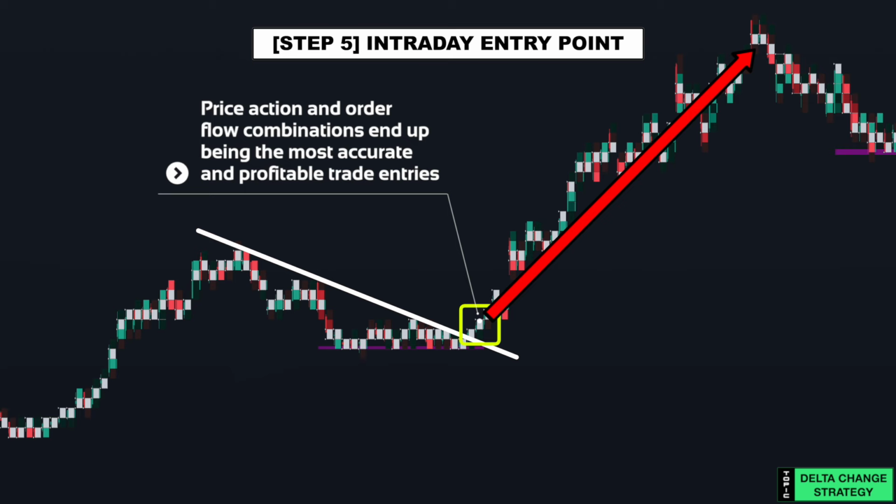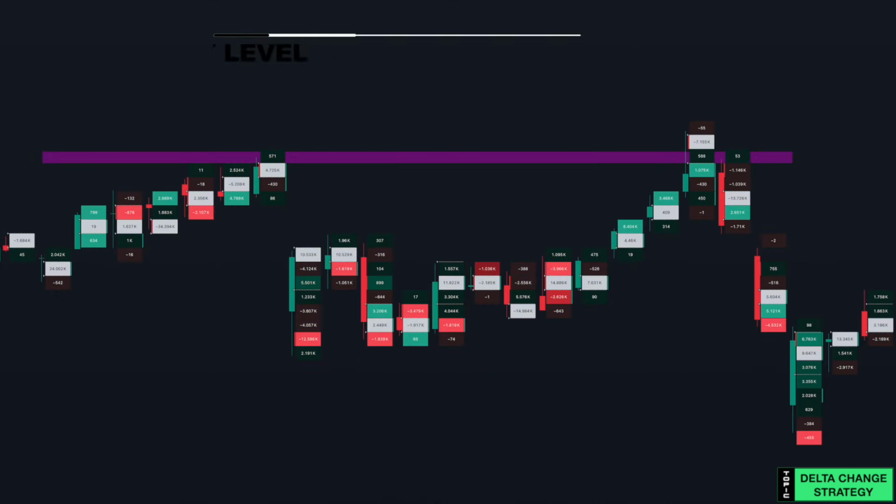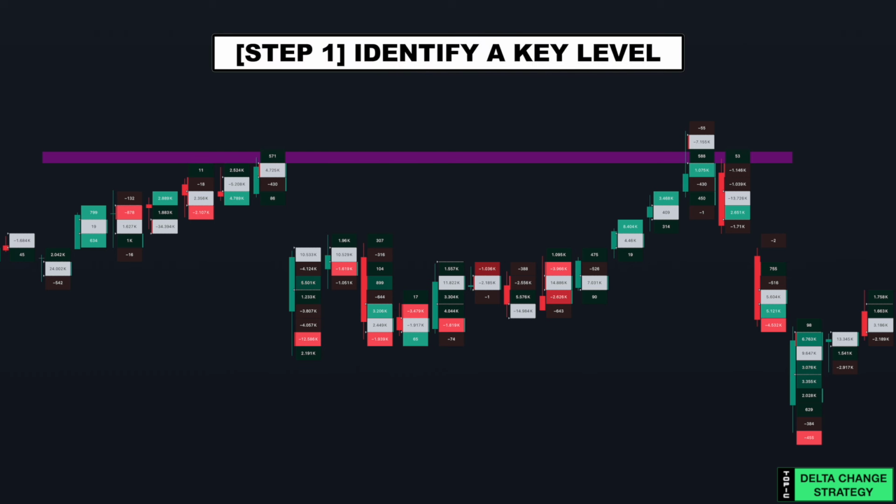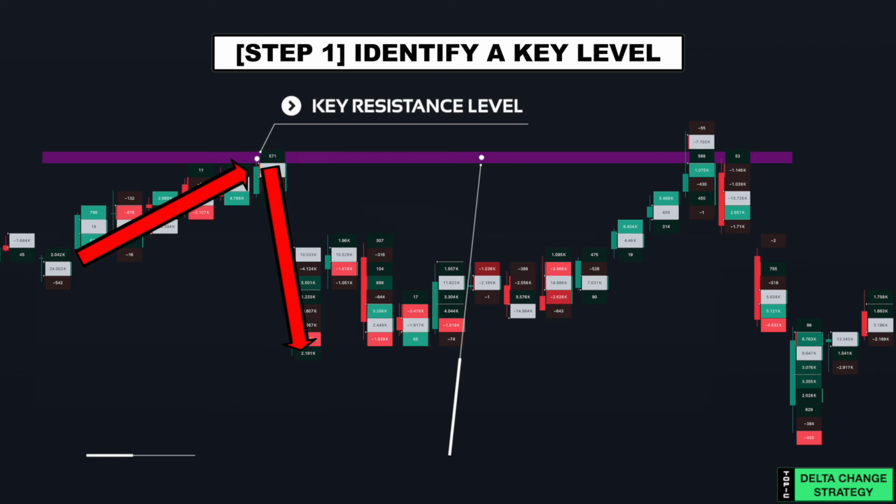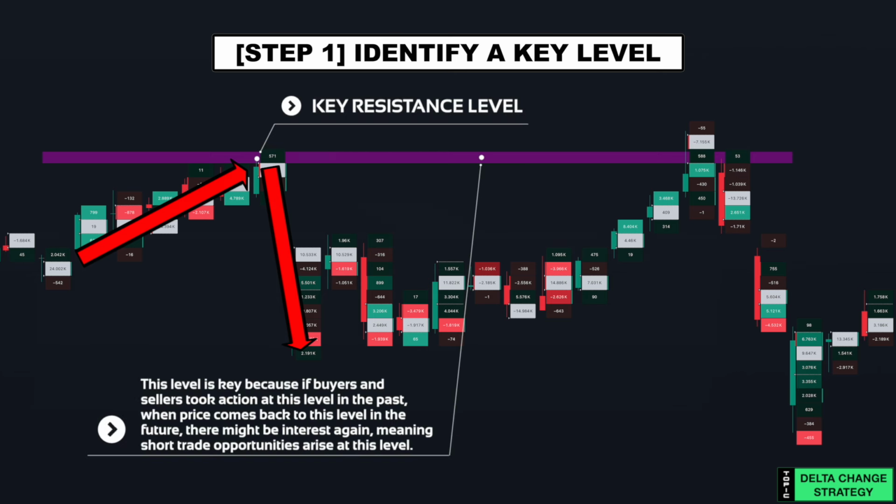Now, going in the opposite direction. Step 1. Identify a key level. Price comes up before reversing drastically, giving you a key resistance level. This level is key because if buyers and sellers took action at this level in the past, when price comes back to this level in the future, there might be interest again, meaning short trade opportunities arise at this level.